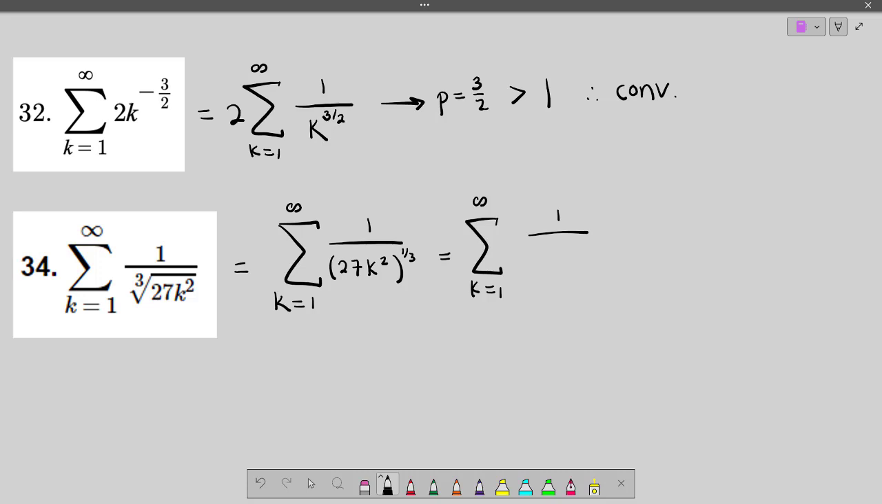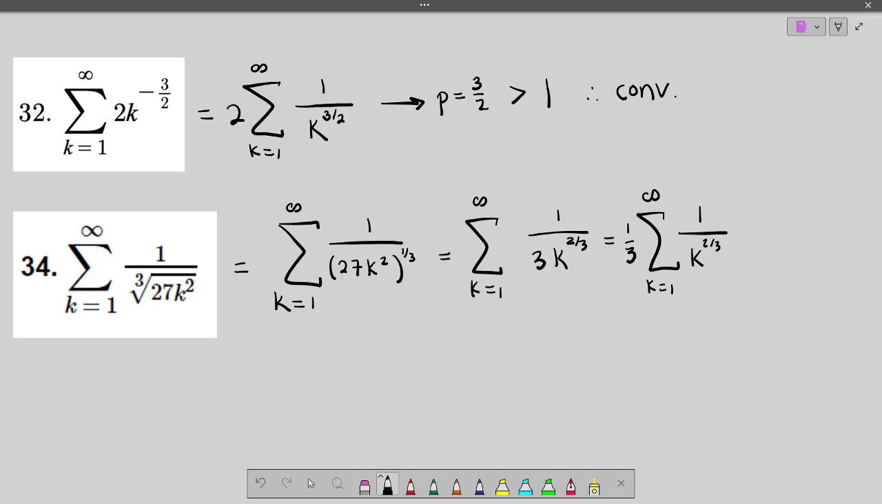So we can do the 3rd root of 27. 3rd root of 27 is 3. K to the 2/3. And then to be super specific, we want it to be 1 over k to the p. You could sort of stop there, but we've now identified the series part of this as a p-series.